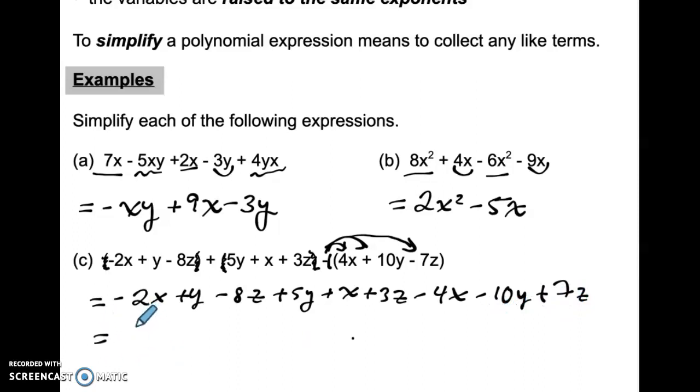And then you want to collect like terms. So looking at all the x terms, we would have -5x. And then next, looking at all the y terms, 6 minus 10 would be -4y. And then last but not least, looking at all the z terms, we would have 2z. And that is fully simplified because there's nothing else we can combine.